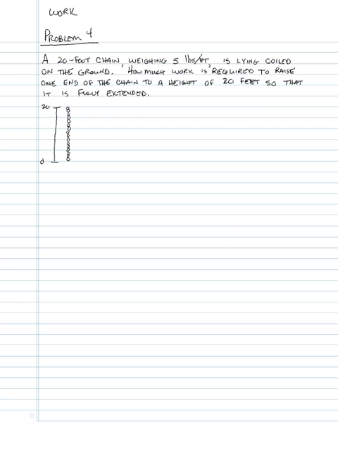As you can see, this problem is about lifting a chain. We have a 20-foot chain that weighs 5 pounds per foot, and it's lying coiled on the ground. The question is, how much work is required to raise one end of the chain to a height of 20 feet so that it's fully extended, as we see in the diagram.